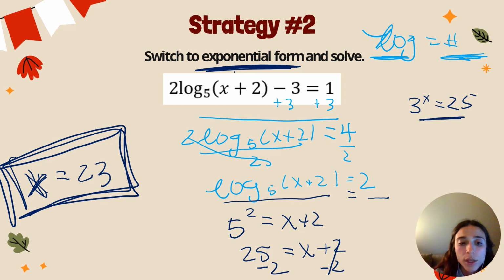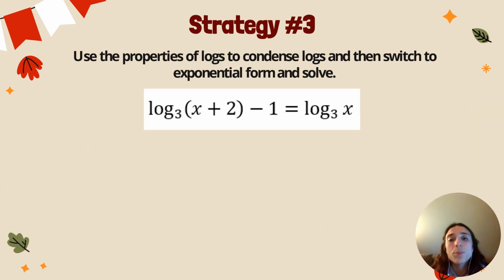We're now going to do type 3, the last type. Type 3 is like type 2, but you are going to have to do one extra thing, and it's combine or condense logs. So we have to rely on lesson 3.3, which is properties or laws of logs, where we expanded and condensed. We are going to have to condense logs and then switch it to exponential form. Since we eventually want to switch it to exponential form, eventually we want log equals number.